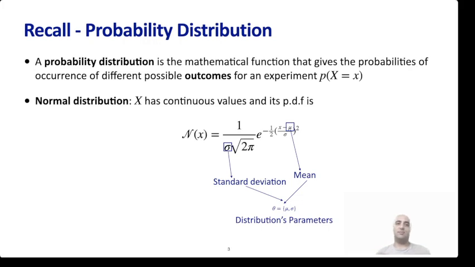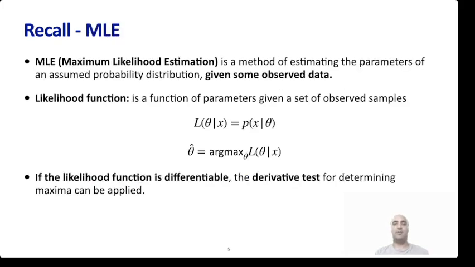Usually, probability distributions have parameters such that if you change them slightly, you end up with a totally different probability distribution. In other words, in order to define a probability distribution, we need to define these parameters. Another question is how we can obtain the best value for these parameters. The answer is maximum likelihood estimation. So maximum likelihood estimation is the second topic that we should get familiar with.